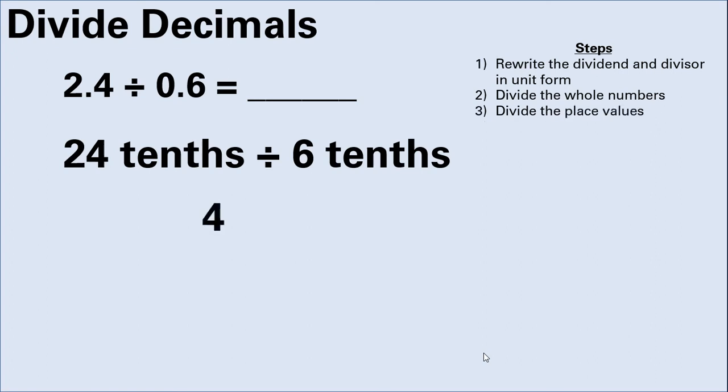Next, we're going to divide the place values. Tenths divided by tenths equals 1. You can think about it, whenever you divide any number by itself, the answer is always 1, just like 10 divided by 10 equals 1. So 2 and 4 tenths divided by 6 tenths is 4.